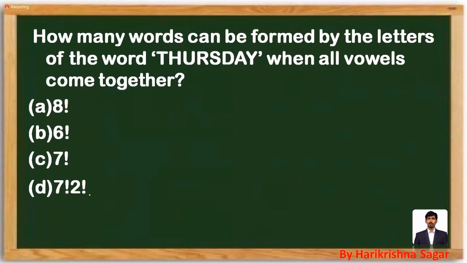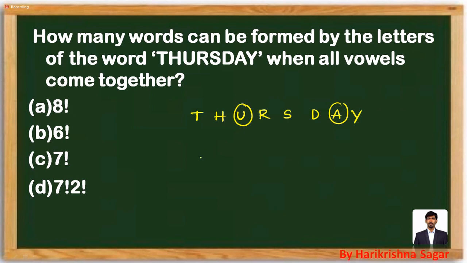Look at the next question, which is available on the screen. How many words can be formed using the letters of the word THURSDAY when all the vowels come together? First of all, let me understand what are the vowels which are available in this. The vowels are nothing but A, E, I, O, U.